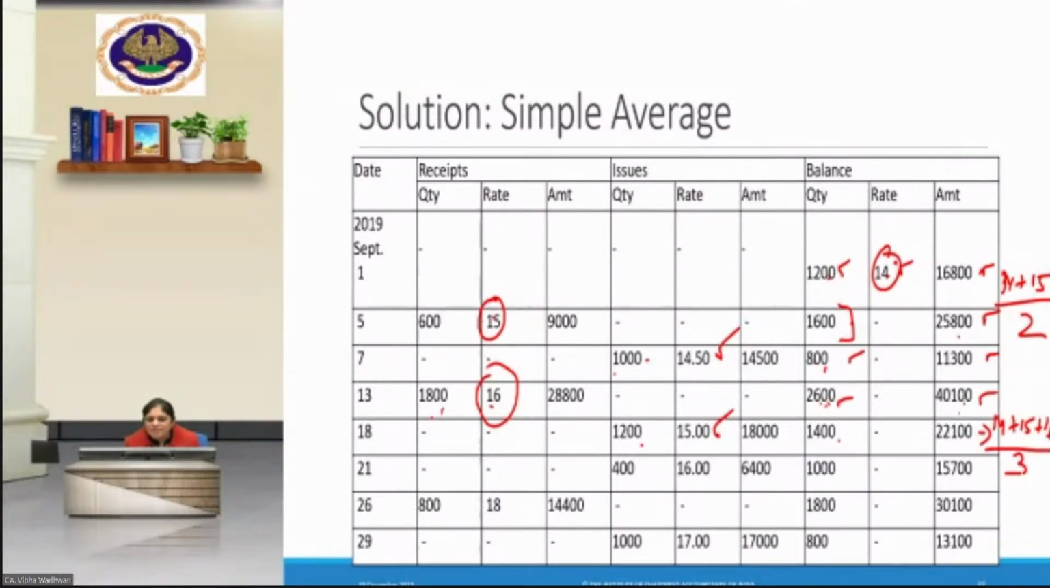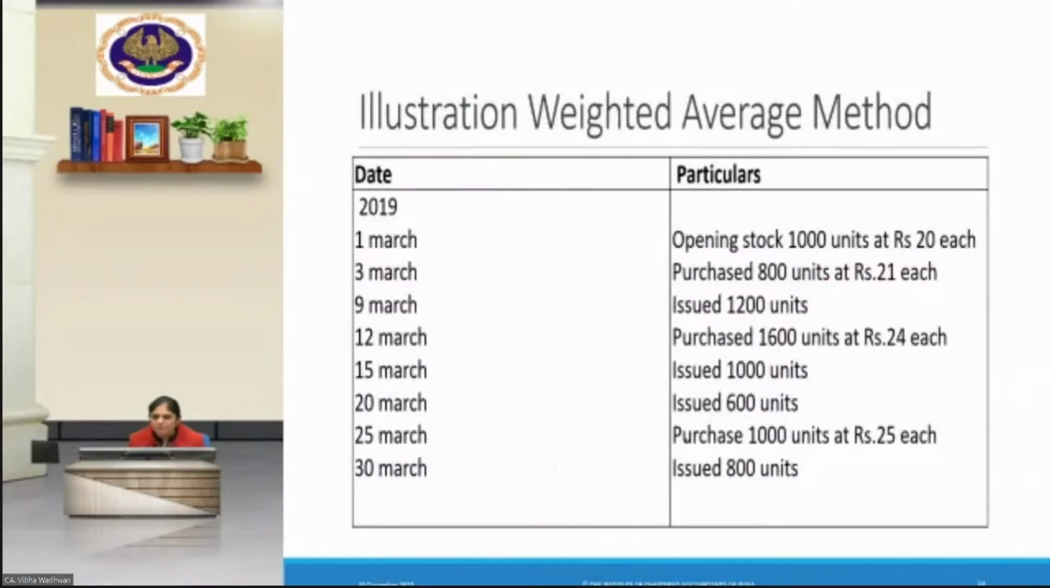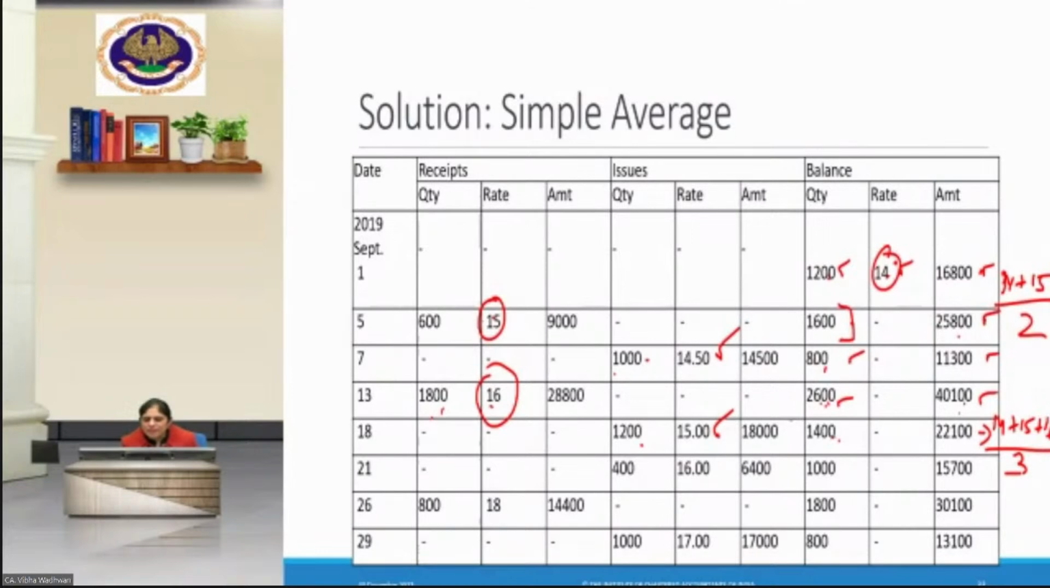So out of 2,600, we have issued 1,200, and then 14 are left. So reduce the quantity from the quantity and the amount from the amount. Clear? Then we have another issue, 400. So now see, 2,200 units are issued. That means these lots must be exhausted now. All right. 2,200 units have already been issued. So 1,200 and this also has been exhausted. That means only this lot is available.